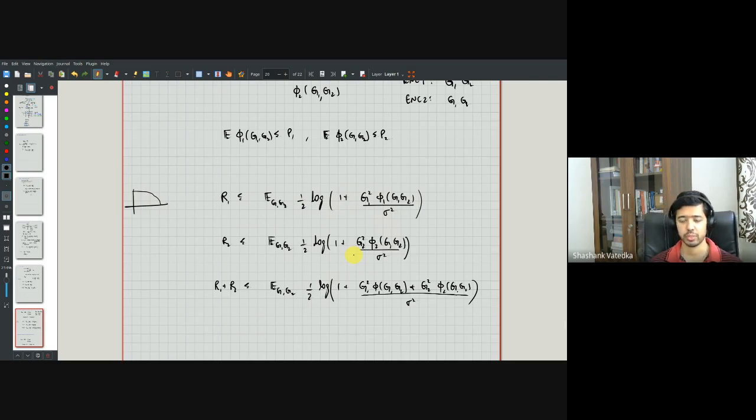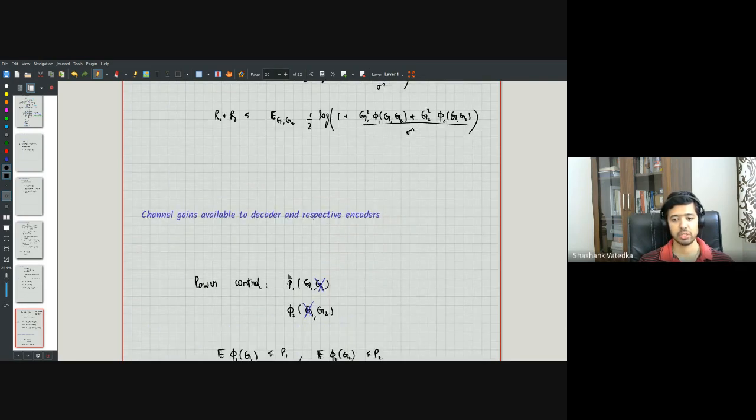Okay, but for specific channels, you can try to numerically evaluate these. We can do something similar to what we did in the class when we talked about general multiple access channels. Try to evaluate these rate regions for a given joint density for G1 and G2.